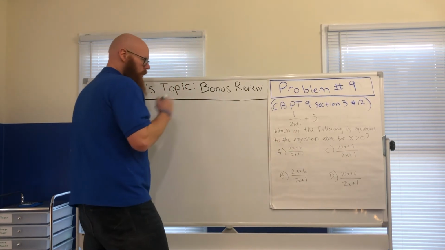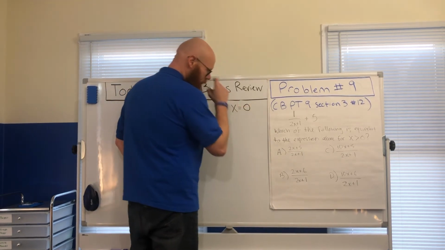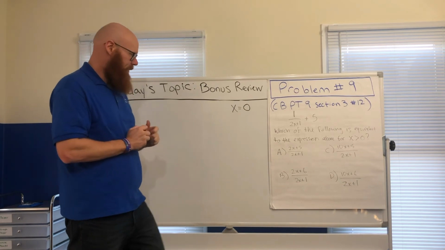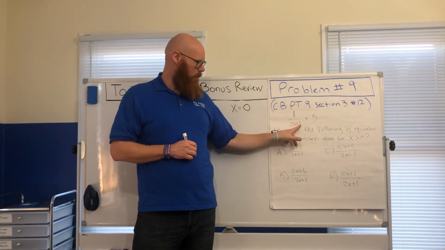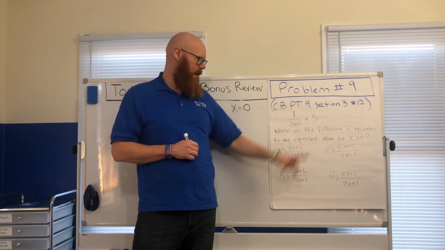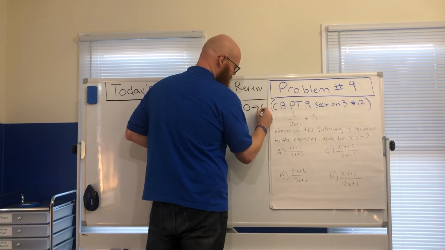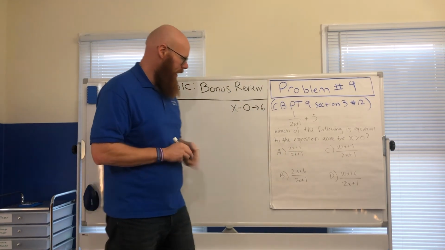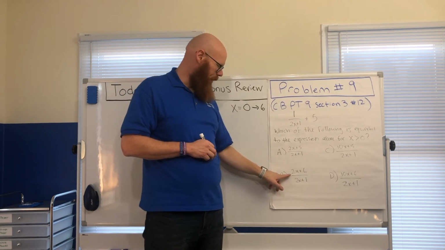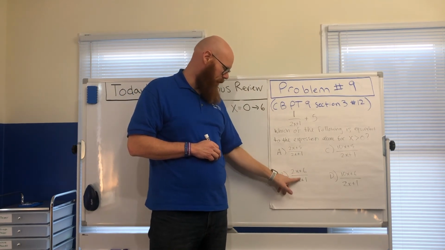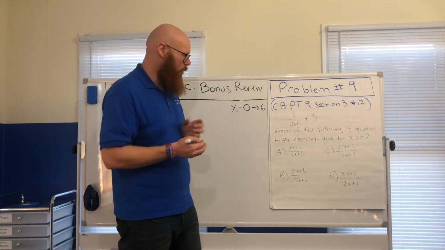So what I'm going to do is just pick x equal to 0, and that makes this really simple. If I plug in 0 here, I'm going to get 1 over 1, which is 1 plus 5, so I get 6. So when x is 0, I get 6. So I look at A, when I plug in 0, I get 5, so that's wrong. When I plug in 0 for B, I get 6. Oh, I must have the right answer, right? Well, not quite.